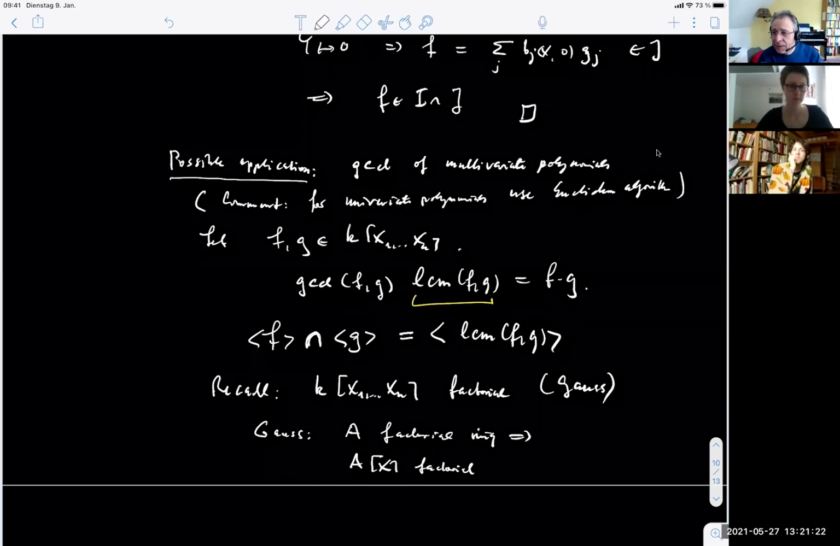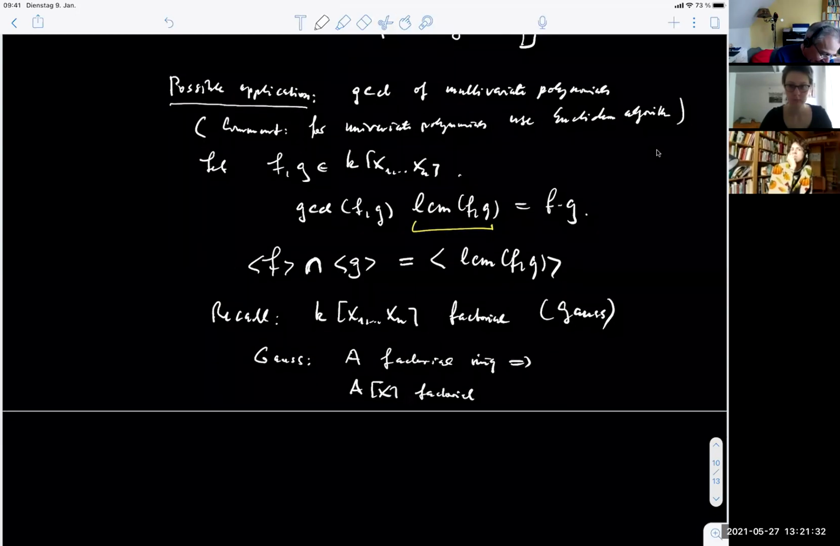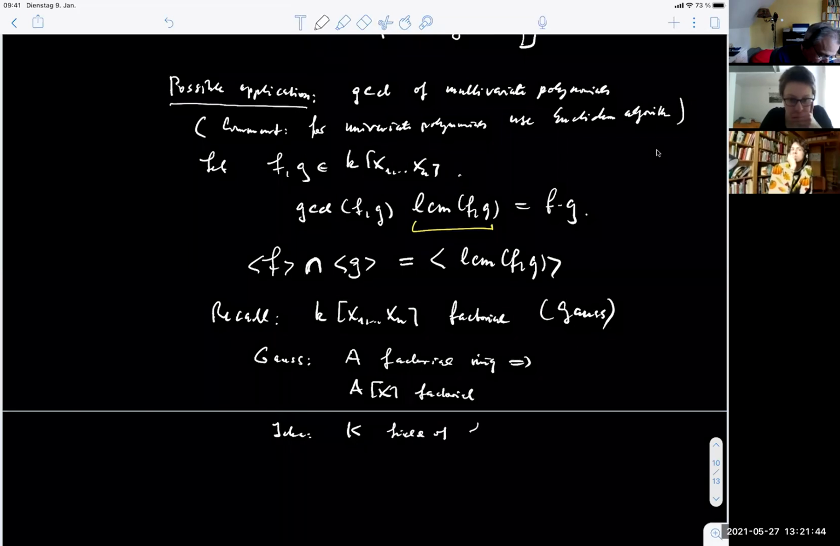So K. But this requires some work. And the idea is, let's say capital K is the field of fractions. The one crucial step we had, of course, this implication, is exactly what we told you. I told it to you.